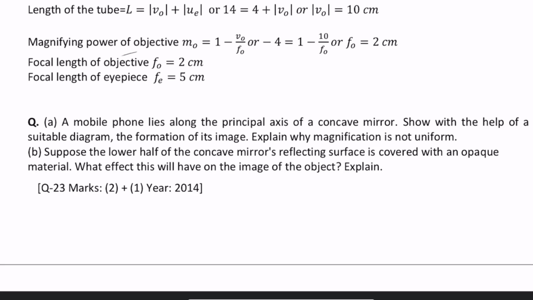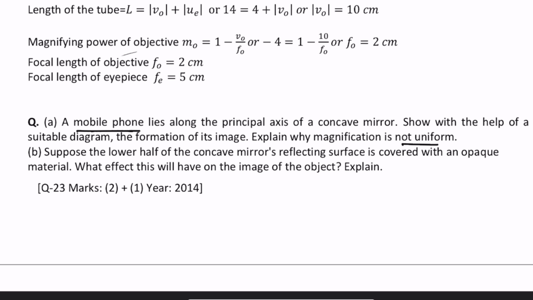Next question. A mobile phone lies along the principal axis of a concave mirror. Show with the help of a suitable diagram the formation of its image. Explain why magnification is not uniform. Why is a mobile phone taken? It is an extended object. That is why a mobile phone is mentioned.